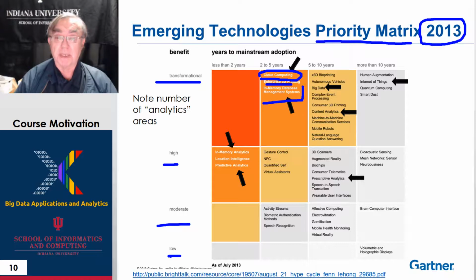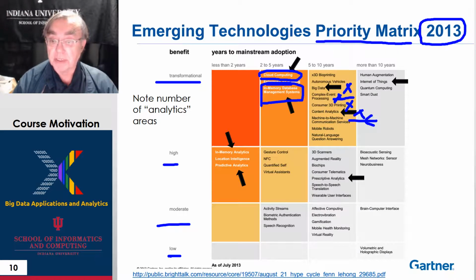In-memory database management system is essentially a subset of cloud computing. 5 to 10 years, we have more bioprinting, big data, content analytics, more 3D printing. This mysterious complex event processing, I don't quite see that as in the same league as the above. Machine to machine is certainly important. I don't see why it's so difficult for them to communicate. Robots are enabled by clouds because clouds control robots. Autonomous vehicles are the most obvious, drones, self-driving cars, and so on. And here we have Watson answering questions.